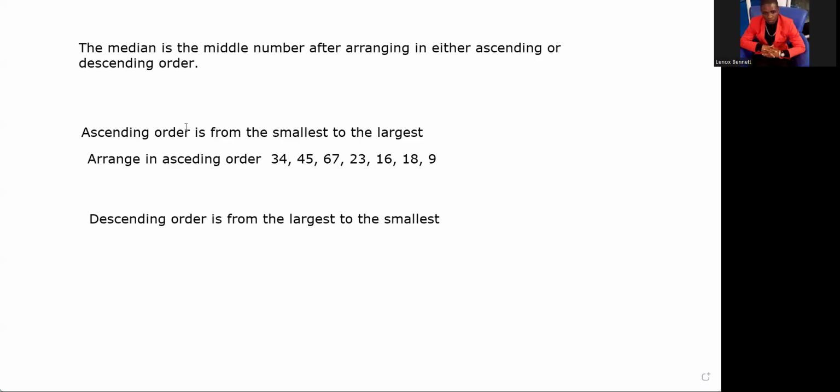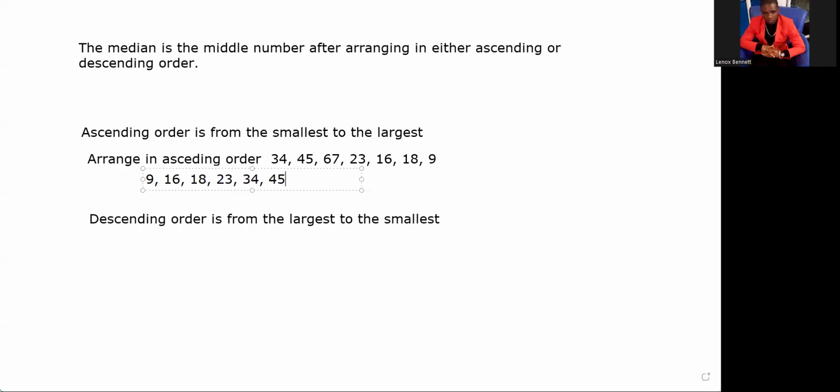So what we're going to do, guys, we're literally going to look at them and see which number is the smallest. Here we can see that 9 will be the smallest, so we'll put 9 first. Always put a comma to separate them. Next, we have 16. Remember, it's from the smallest to the largest. And of course, we have 18. After 18, 23. After 23, we have what? 34. So 34 comes before 45.